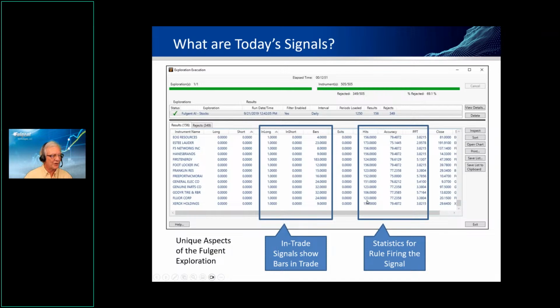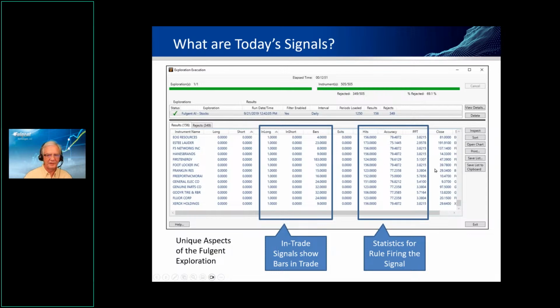This tells you how many occurrences happened in the database on the rule that is firing on that stock right now on the right edge. So that rule happened 156 times in the historical data. You can sort on that. Maybe you only want to look at the ones that have like 500. And then the accuracy that was found for all those samples, like 79 of those were profitable with this particular rule, and the profit was 3.8% per trade. So it's really straightforward.